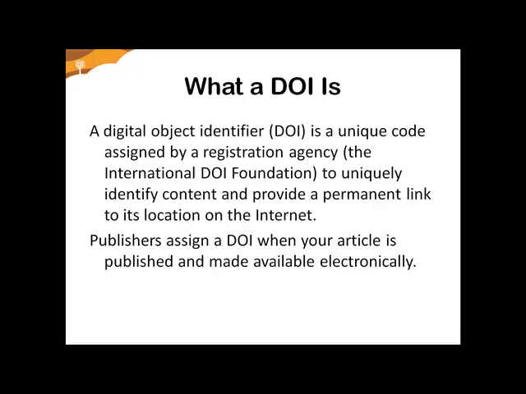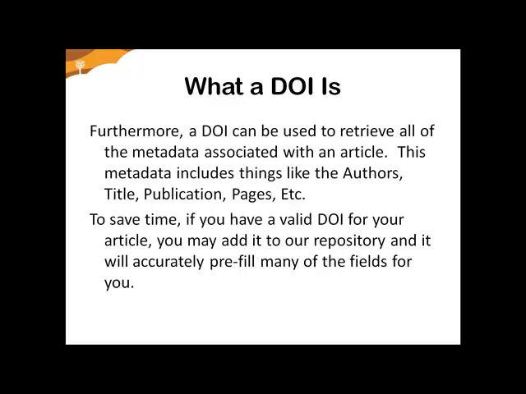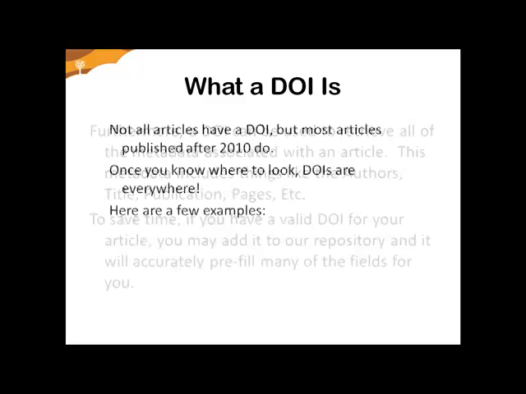Publishers assign a DOI when your article is published and made available electronically. Furthermore, a DOI can be used to retrieve all the metadata associated with an article. This metadata includes things like authors, title, publication name, pages, etc. To save time, if you have a valid DOI for your article, you may add it to our repository and it will accurately pre-fill many of the fields for you.